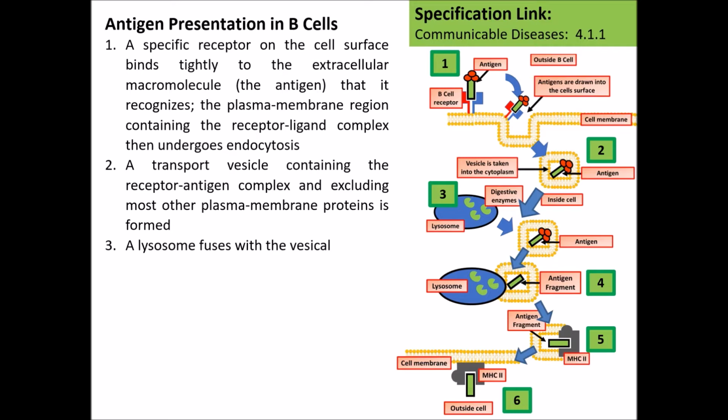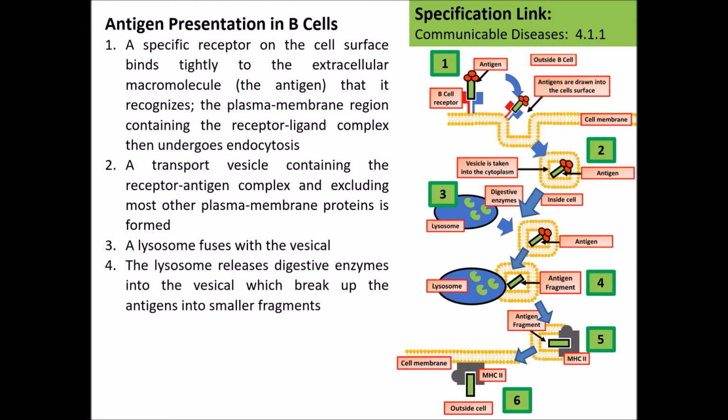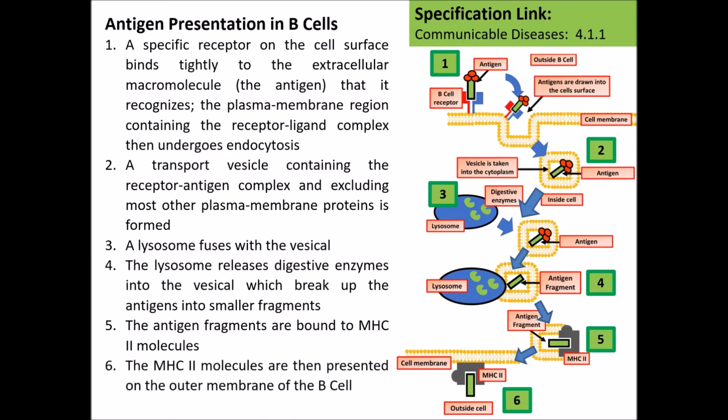Around it, a lysosome will fuse with that vesicle. The lysosome releases digestive enzymes which will break the antigens up into smaller fragments. And these antigen fragments are then bound to major histocompatibility complex 2 molecules. These molecules are then presented on the outside membrane of the B cell.